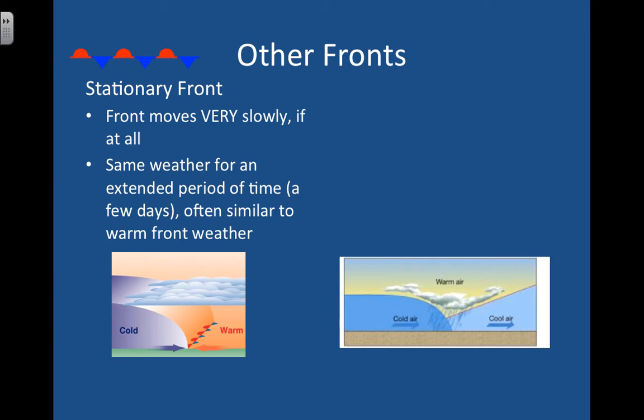These two other fronts you don't need to know for this class, so I'm telling you about them because you might see this symbol on a map, and those of you looking for an extra challenge can learn these as well, but it's not required for this class. So a stationary front, the symbol is right here. It's kind of like a warm front, but it moves very slowly, if at all. So this is the kind of front you have when you have the same weather for an extended period of time, which is often similar to warm front weather. So if it rains for several days in a row, you probably have a stationary front.